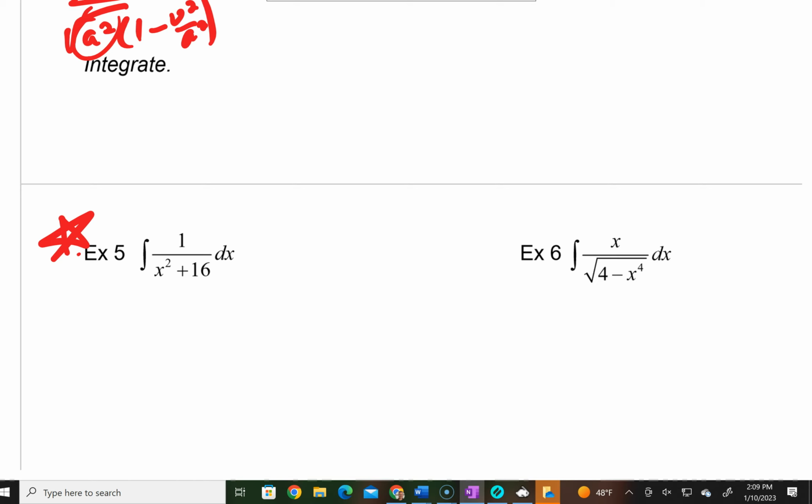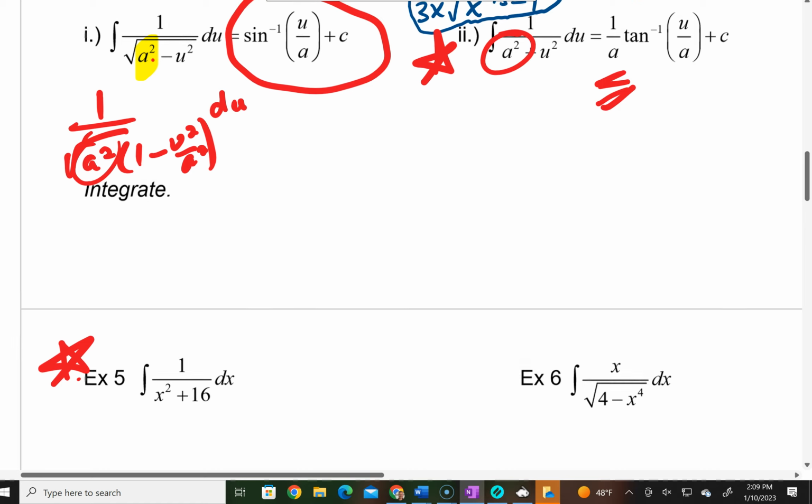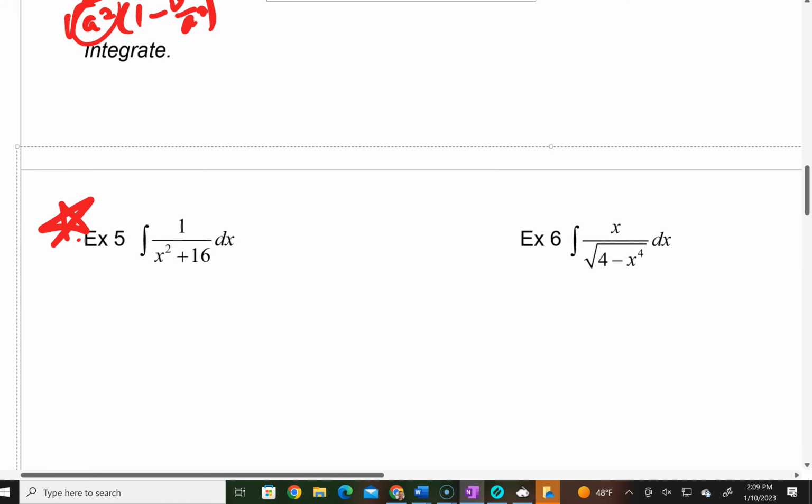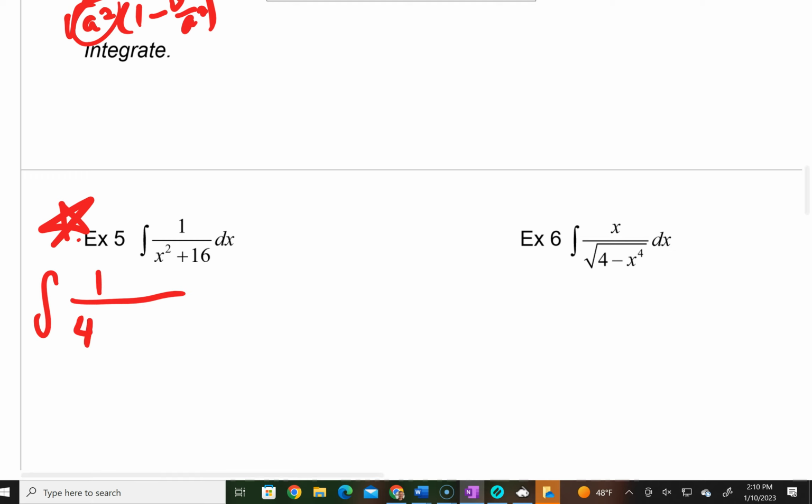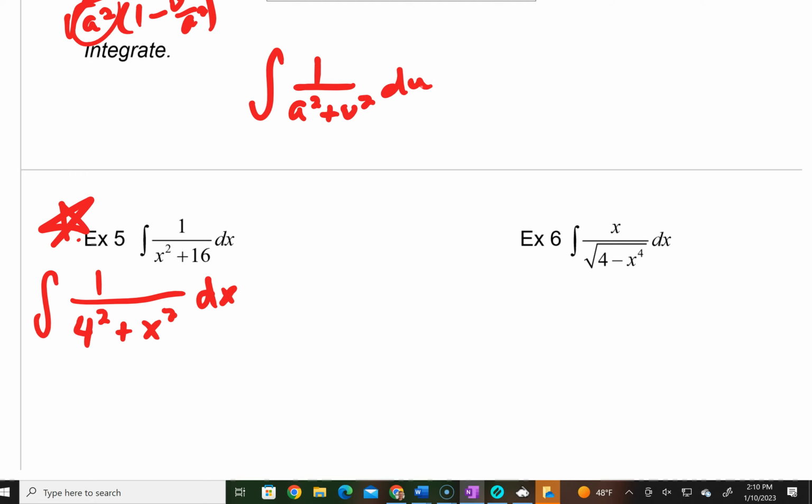Well, right now, this looks like inverse tangent. It definitely looks like the second one. And tell you what, I'm going to rewrite this like this. You see what I'm getting at? You'd say, well, why are you doing that? Well, because the template was 1 over a squared plus u squared du. It's 1 over a inverse tangent of u over a plus c.